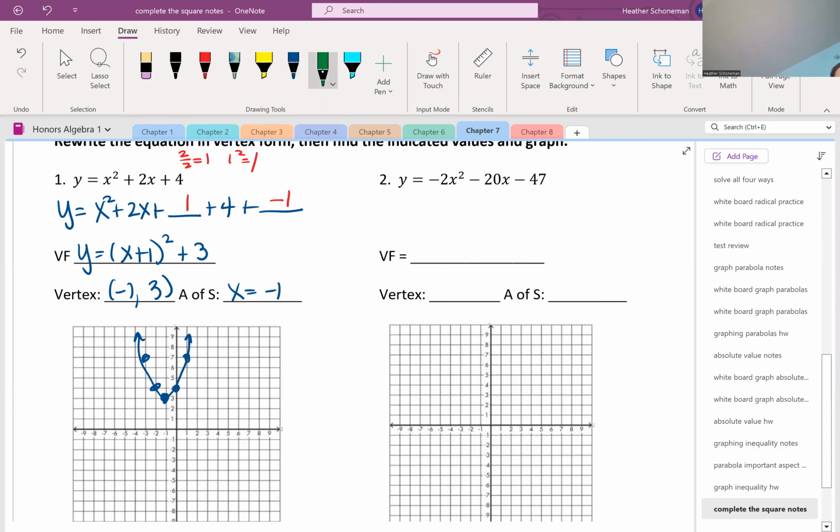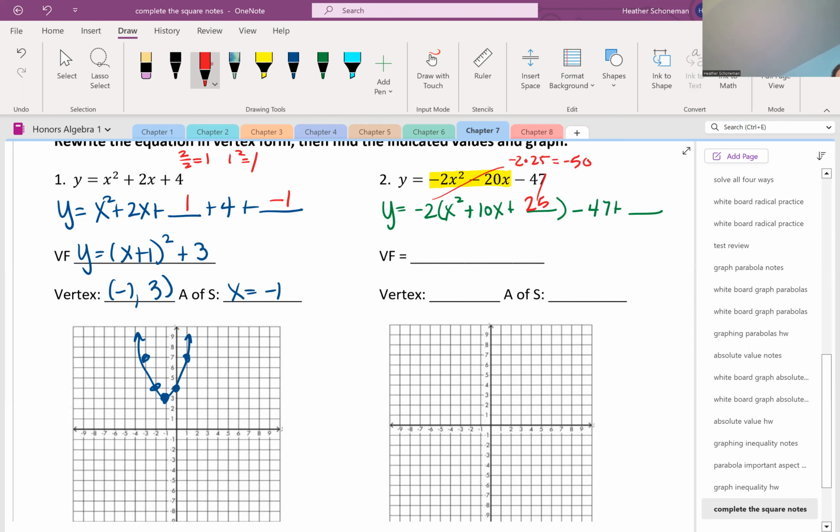Okay, one more. I'm going to complete the square, but I can't do that unless the leading coefficient is an invisible positive 1. It's not, so I'm going to have to factor it out, but I only factor it out of the first 2 terms. So I'm going to take out a negative 2, and that leaves me with x squared plus 10x plus blank, close your parentheses, minus 47 plus blank. In the first blank, 10 divided by 2 is 5. 5 squared is 25. Over here, I get a negative 2 times 25, which is negative 50.